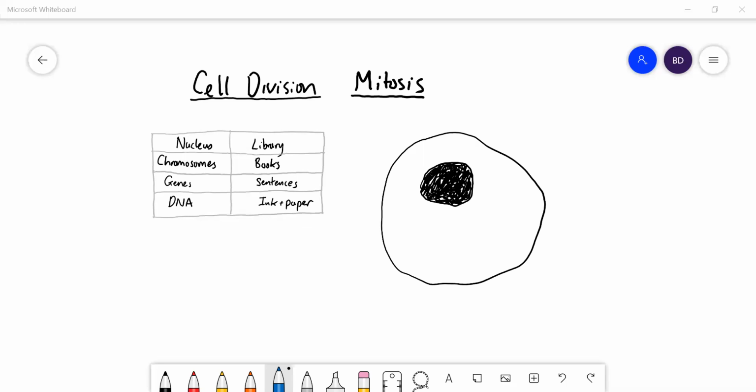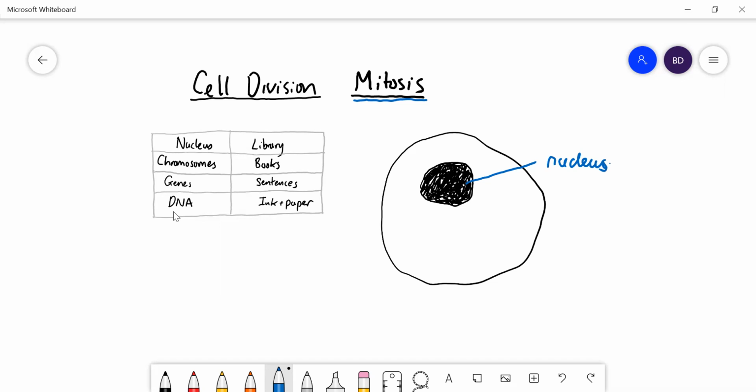Okay, we're going to talk about the main kind of cell division, which is called mitosis. And also talk a little bit about how the genetic information is organized in the cell. So here we've got a cell, and if you look down a microscope, very clearly visible is the nucleus, and the nucleus contains all the genetic instructions that the cell needs.